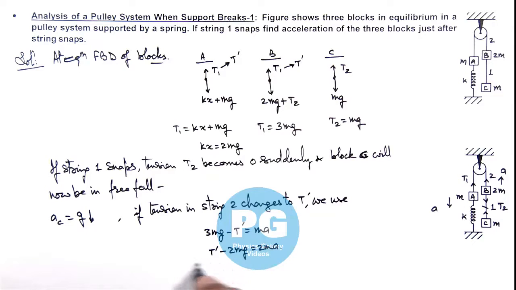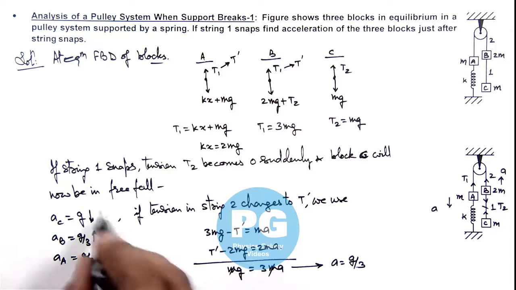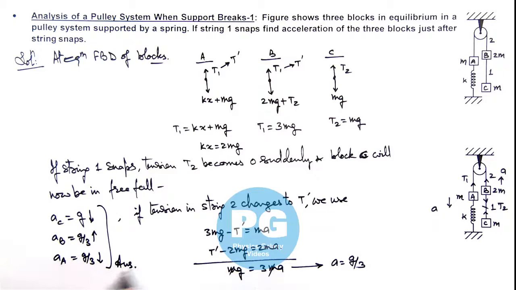And in this situation, if we add these equations, T prime gets cancelled out, and we get mg is equal to 3ma, where m gets cancelled out, and we get the value of a as g by 3. That means just after string 1 snaps, the acceleration of B is g by 3 in the upward direction, and the acceleration of block A is g by 3 in the downward direction. So these are the final results for this problem.